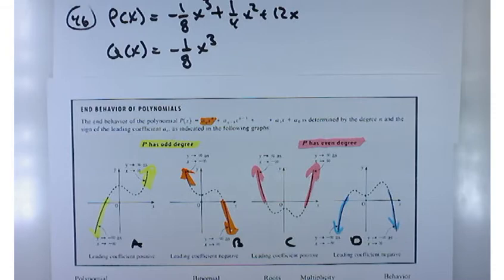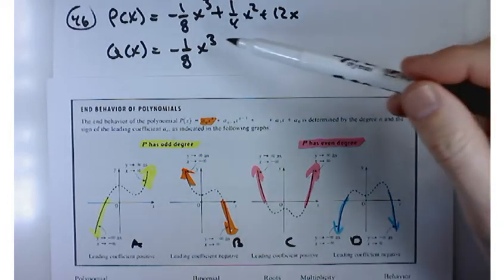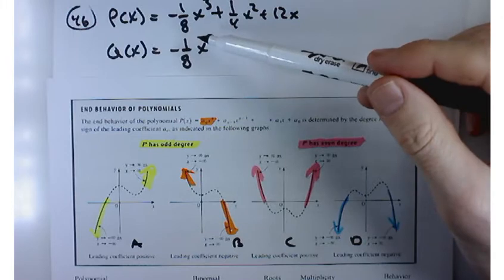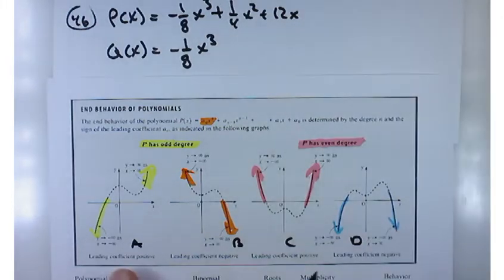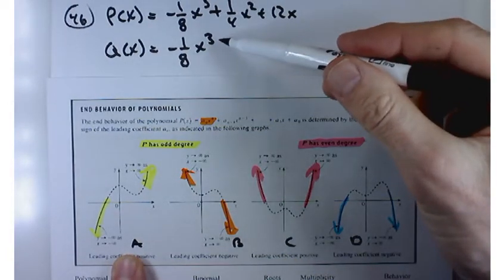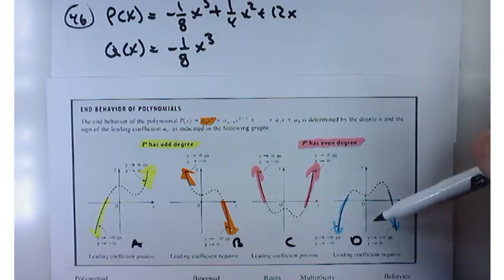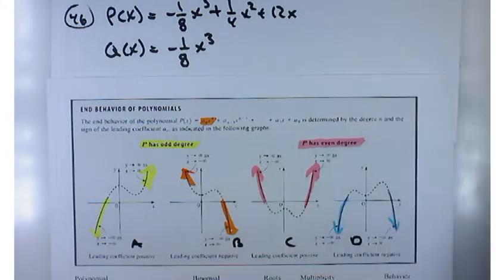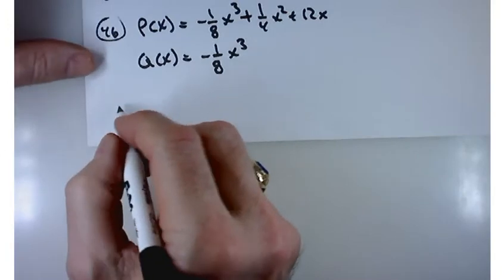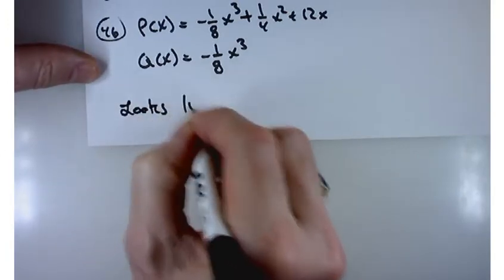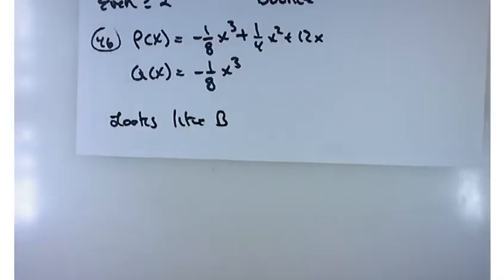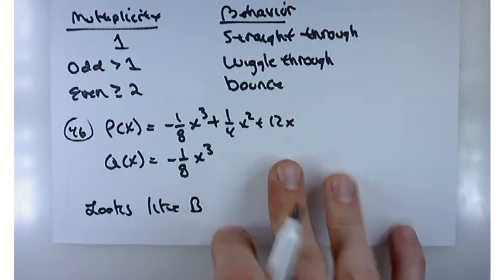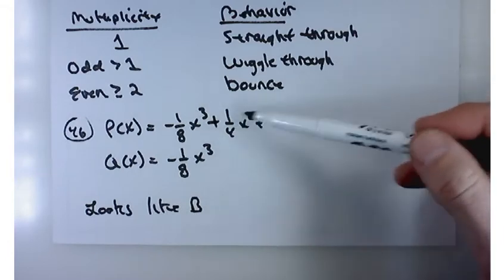Well, let's see if we can be a little bit more scientific about this. The leading coefficient is negative, so that eliminates A and C. And the degree is odd, so that eliminates one more. It eliminates D, right? So it's going to look like B overall. Now, are these two graphs going to look a lot alike, or are they going to be somewhat different?